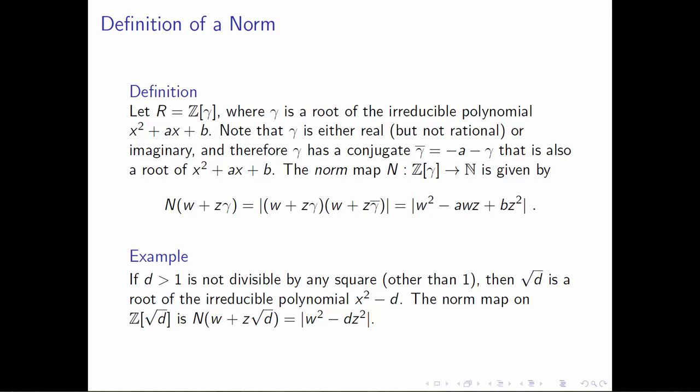And then when we go back and plug those particular values into the norm map that I have above, you find that the norm map on Z adjoin the square root of d is w squared minus dz squared with absolute value signs around it, and this is what Gallian defines as the norm map. So he only works with these simplified examples where a is 0 and where d happens to be not divisible by any square other than 1. And so this is what he gets as the norm map.